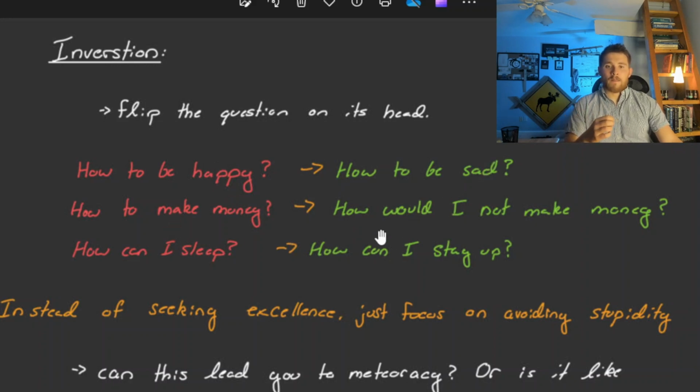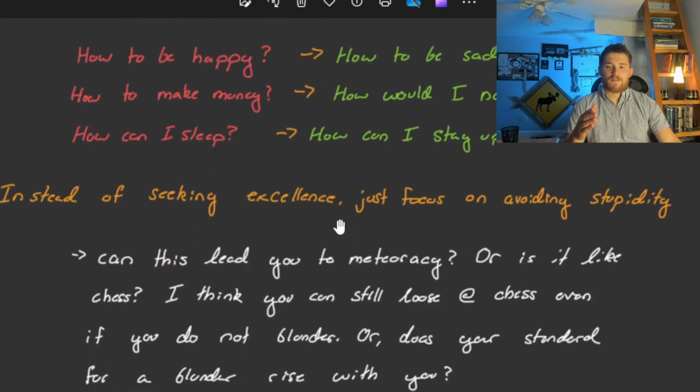So how to be happy, that would be like, how do I make a happy person sad? How do I make money? How would I not make money? For this one, constantly be switching tasks, never work on anything that's revenue generating, go through email a lot and binge Netflix shows. It allows you to break it down and say, okay, I'm going to avoid all those. And then how can I sleep? Well, how can I stay up? Caffeine, energy drinks, being stressed, not having a set circadian rhythm, not getting sunlight in the morning. All of these things allow you to flip it on its head, and then instead of seeking excellence, just focus on avoiding stupidity.